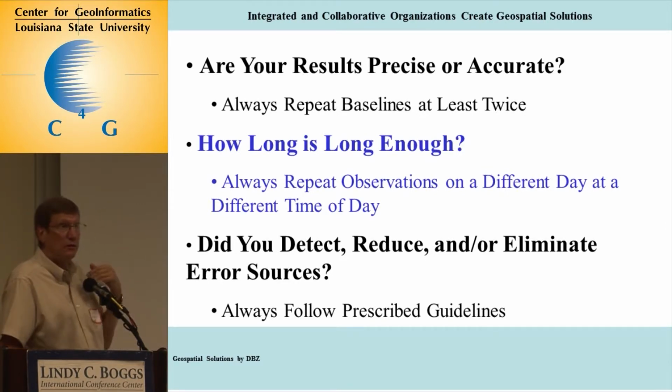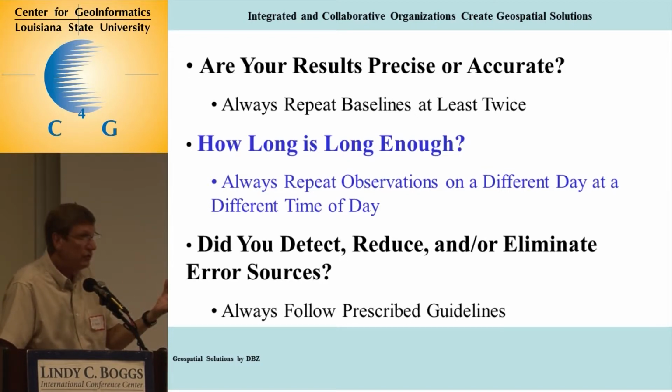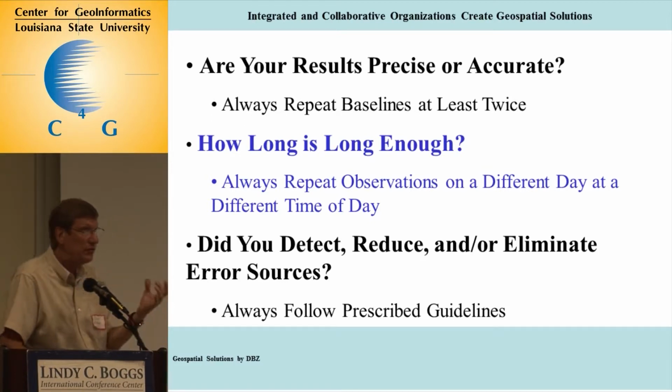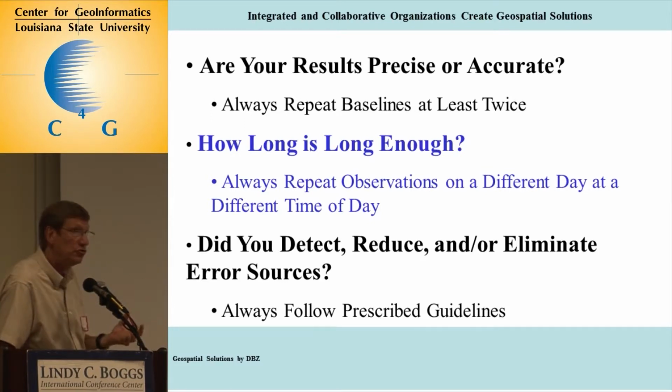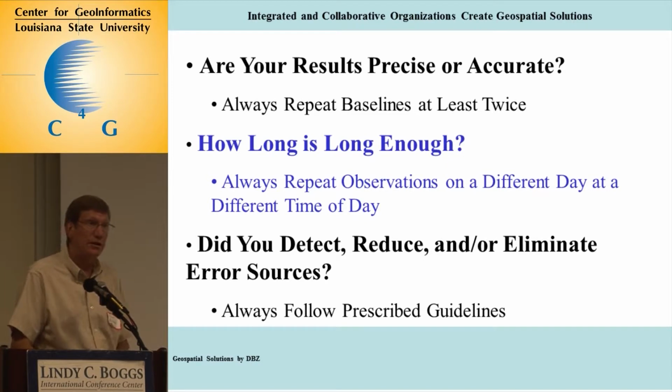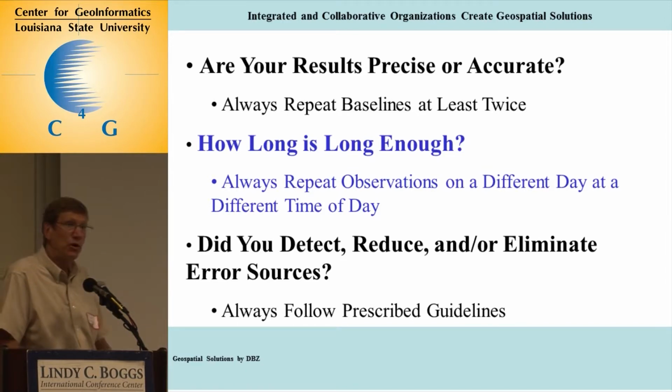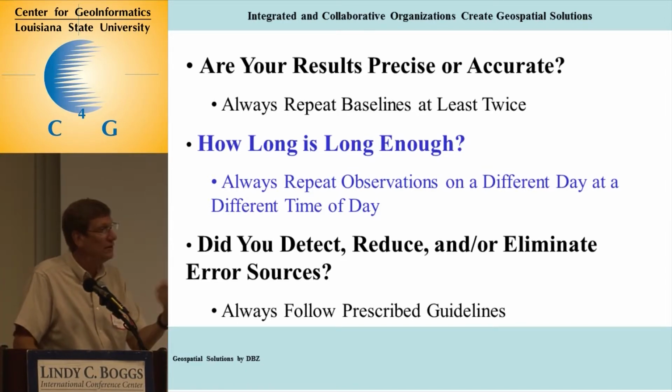Okay. If you repeat baselines at least twice, then at least you're getting to the point that I can tell you that I am precise. And if you have to, you do a network to see if I'm accurate. But at least you do it twice, and you at least know that I'm getting at least precise. How long is long enough? I don't know. But it's all repeat observation on different days, different times of the day. I don't know how long is long enough, depending on your accuracy.